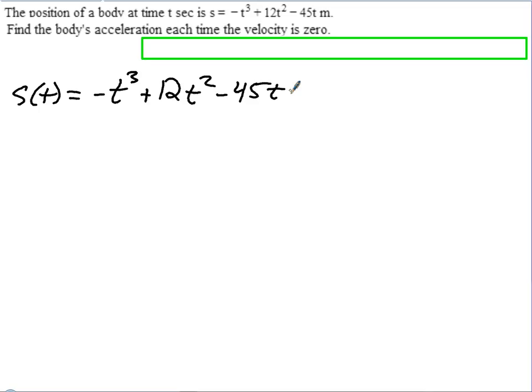So we're going to find, how do we find velocity? Okay, differentiate with respect to t. And then acceleration. Okay, take the derivative again, right? So that's no big deal. That's polynomial. That'll be easy for us. Find the body's acceleration each time the velocity is 0. So what do we do to find each time the velocity is 0? Set equal to 0 and solve. Solve for those values of t.